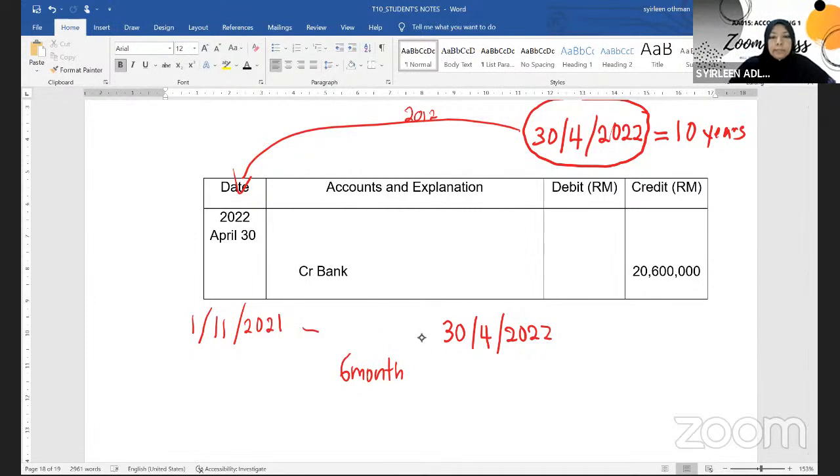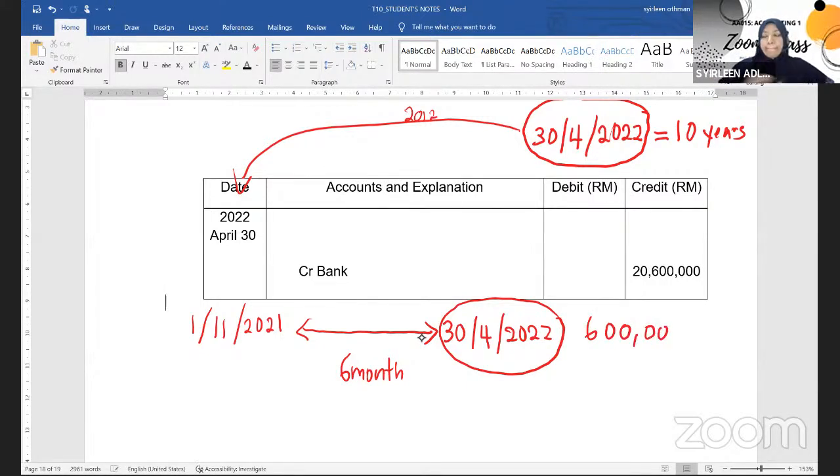Okay, alright. So now, this is 6 months, huh? Okay. So actually, when I want to redeem this, I need to pay for my interest, right. So the interest, if we calculate earlier, every 6 months, is 600,000. Okay? That's why I get this value of 20,600,000. But you must remember, from 1st of November to 30th of April, it is 2 different accounting years. Two different accounting periods.